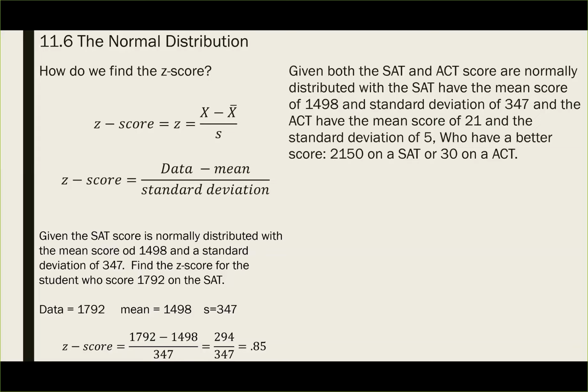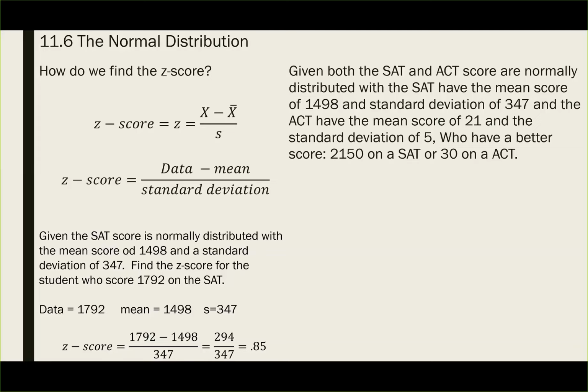So they ask you who have a better score, the 2150 on the SAT or a 30 on the ACT, right? Look at this thing here, ACT and SAT have a different scoring system, right? So how can we take the 2550 and compare to the 30 because they have two different subjects, two different methods to score you guys. How do we know which one is better, right?